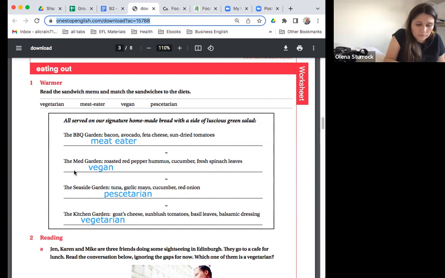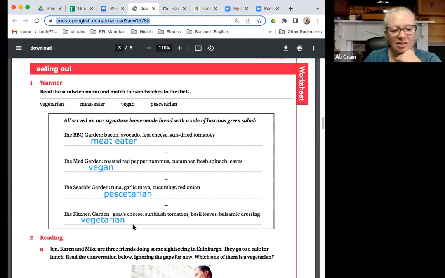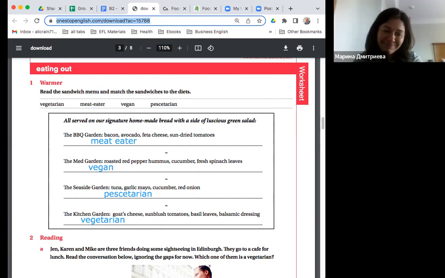I think the vegan, the pescatarian, and the vegetarian one all look good. But if I had to choose right now, I probably would go with the kitchen garden. I love goat cheese. It's one of my favorites, which is why I can't be completely vegan, because I love cheese and especially goat cheese. So that would be the one that I would go for. Anytime I'm in a restaurant and it has goat cheese, I'm like, that's what I want. Always.